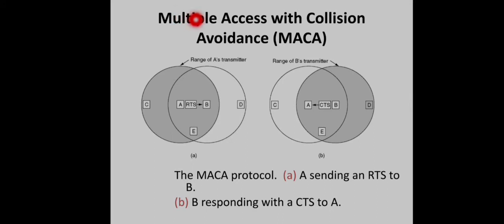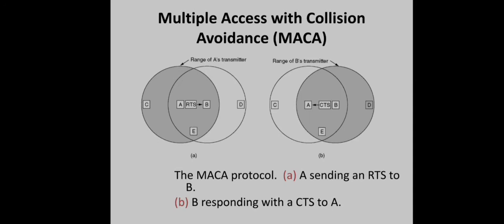The first one is Multiple Access with Collision Avoidance, MACA. Let us see this example for this protocol. Node A wants to send some data to node B. So first it will send a short control frame called RTS, request to send, to B. It's just like a reservation, like booking an appointment.